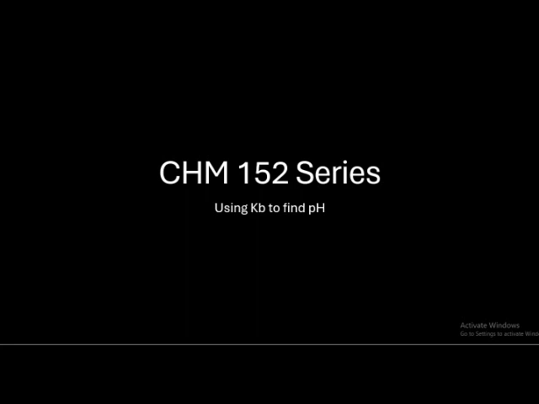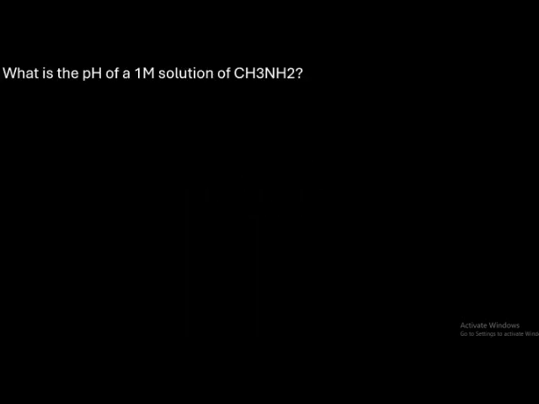In this video, we'll do a second example of how to find pH, this time using a weak base instead of a weak acid. We are given that CH3NH2 is a weak base, and the Kb value is 4.5 times 10 to the negative 4. Again, we are given a 1 molarity solution, and now we'll find the pH.